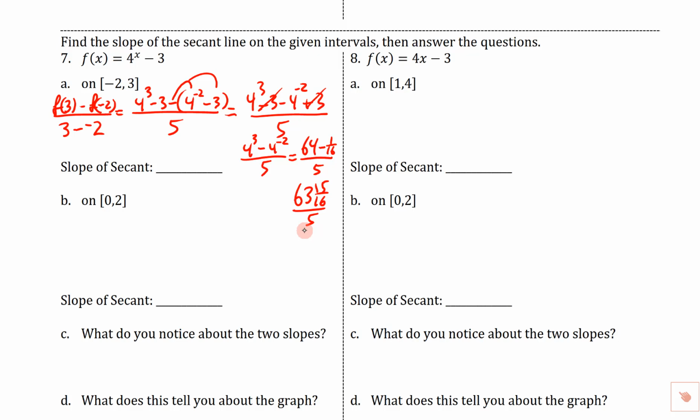You can also just type that into your calculator and it'll give you a nice little fraction for that, because remember, we're trying to find a slope. We want to make sure that we've written those as a fraction.